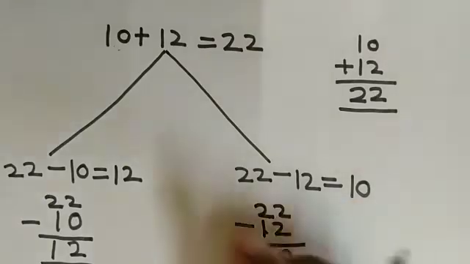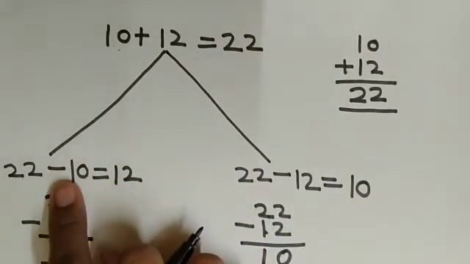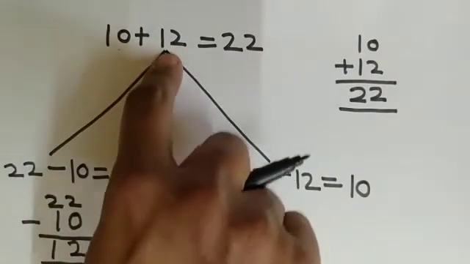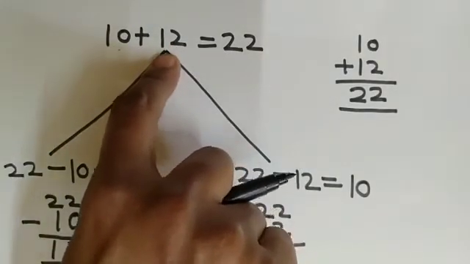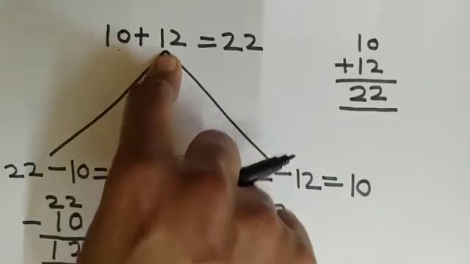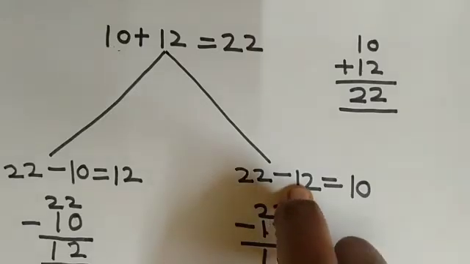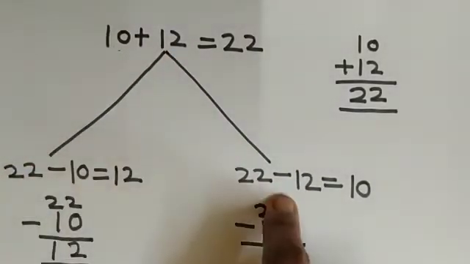So children, what do we understand? That from one addition example, we get 2 examples of subtraction. This is called addition and subtraction a pair.